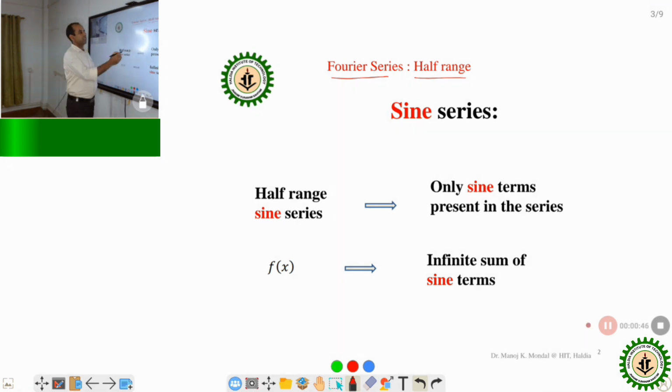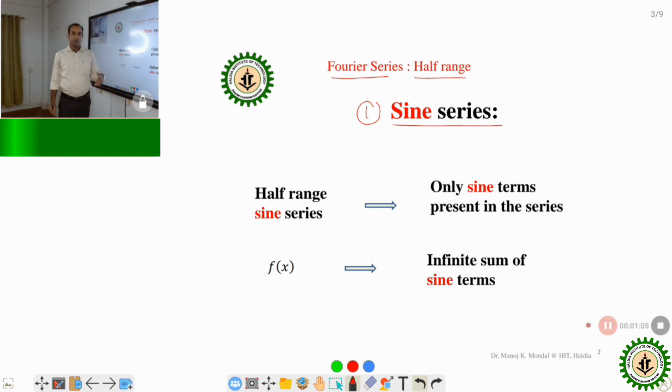For the half range Fourier series, there will be two types. Number one, the sine series, and another one, the cosine series. So today we discuss the half range Fourier sine series. And what actually does the half range Fourier sine series do?